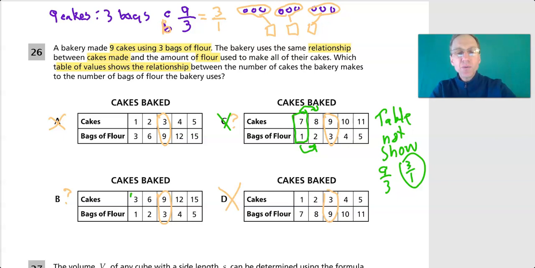So take a look at this. There's 3 to 1 right there. 6 cakes to 2 bags of flour is the same thing as 3 to 1. Okay? So this would be our correct answer. All right, let's keep going.